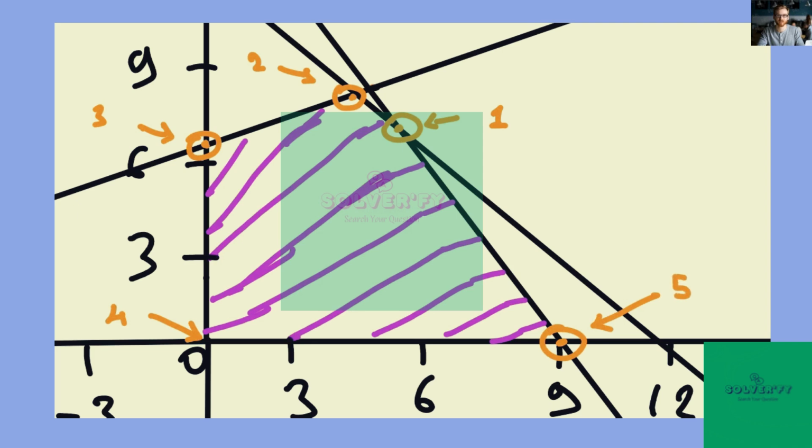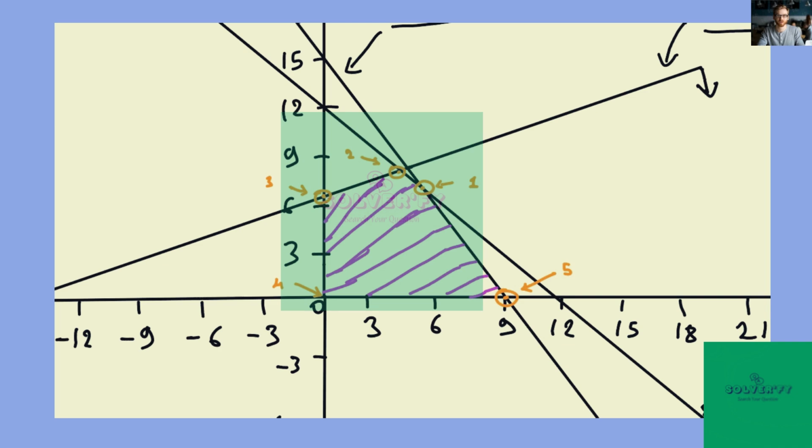Now we will have to find the value of the objective function at these corner points and obtain the maximum of those values. From the figure, we already know that point 4 is at the origin, which is at 0, 0. Point 5 is at 9, 0, and point 3 is at 0, 7.5. And to find the values of points 1 and 2, we will have to solve the equations of those lines intersecting at those points.